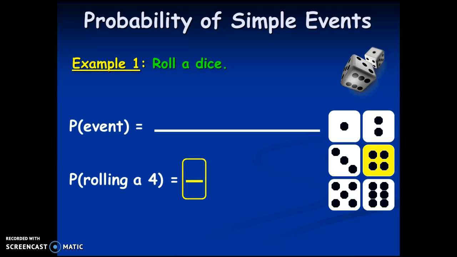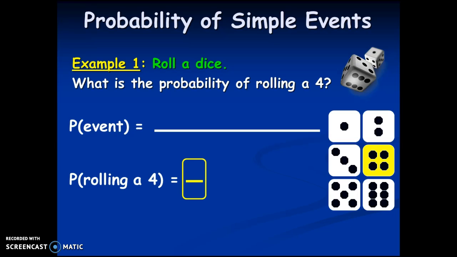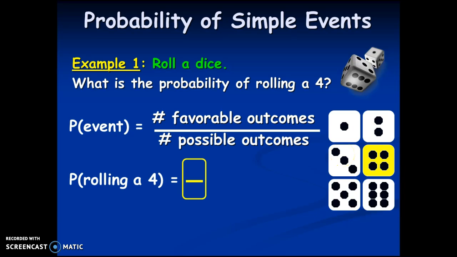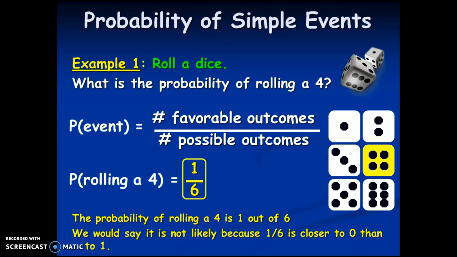So the probability of simple events. If we're rolling a die and want to know the probability of rolling a 4, we have one 4. That is our favorable outcome. We have 6 possible outcomes, because we have 6 faces on the die. So our favorable outcomes is 1, our total possible outcomes is 6, so our probability is 1/6. We would say this is not likely because 1/6 is closer to 0 than it is to 1.